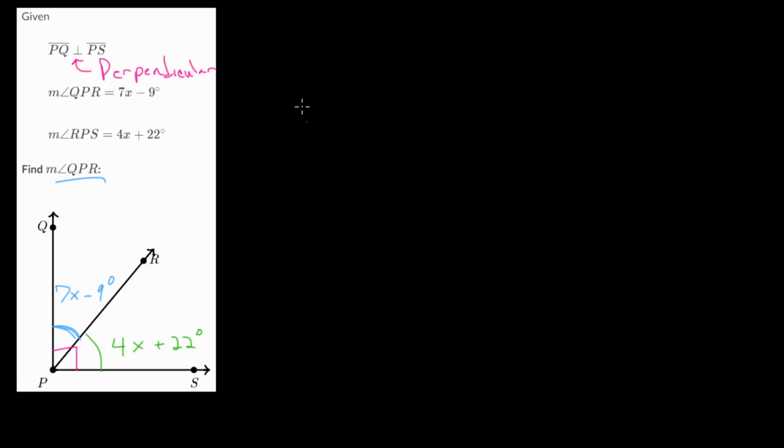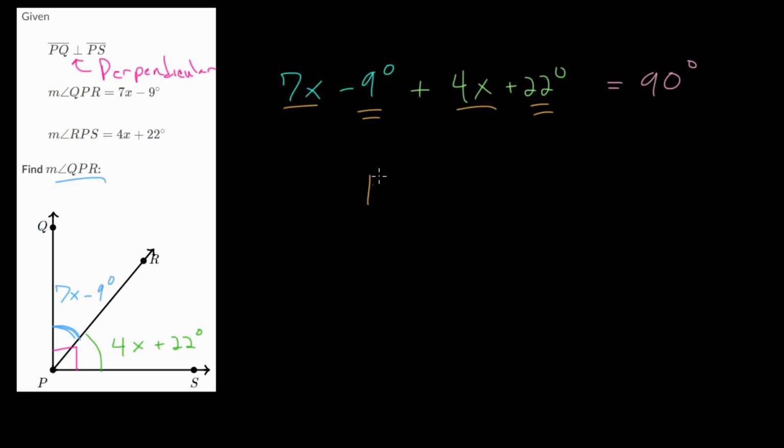And with that information, we can set up an equation. So we have that 7x minus 9 degrees, this blue angle here, plus the green angle, this 4x plus 22 degrees, these are going to add up to 90 degrees. They're complementary angles. And from here, we just need to solve this equation. So let's combine like terms first. We'll combine the variable terms and the number terms. 4x and 7x, that is 11x. And 22 minus 9 is 13 degrees. And this is equal to 90 degrees.